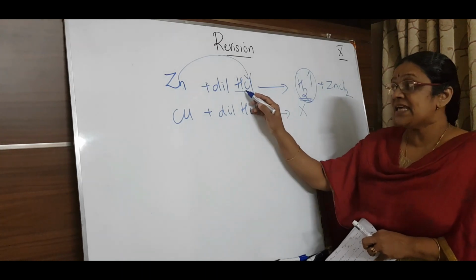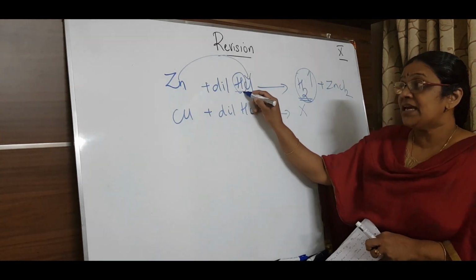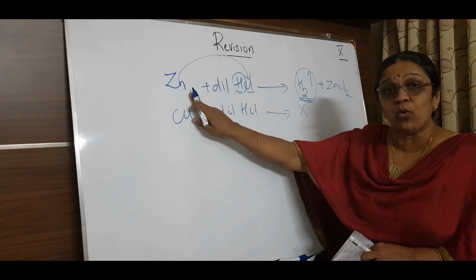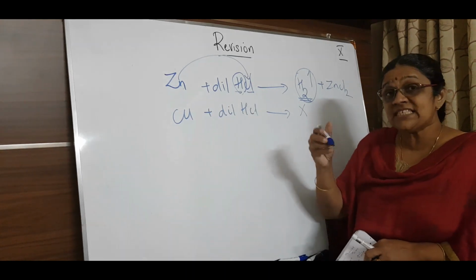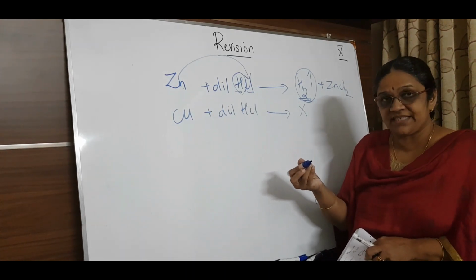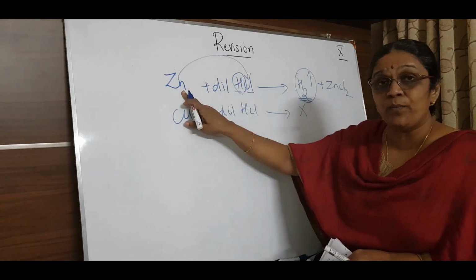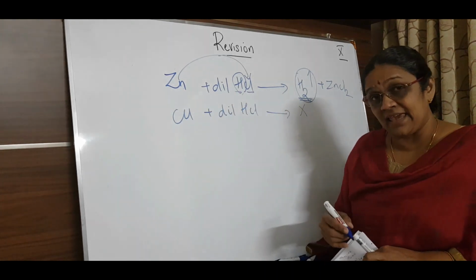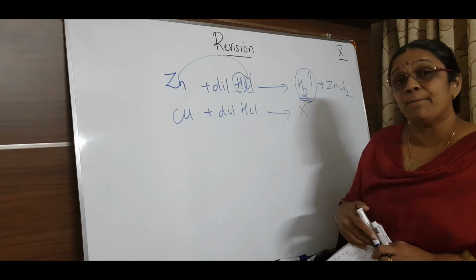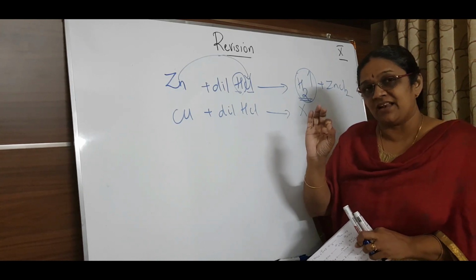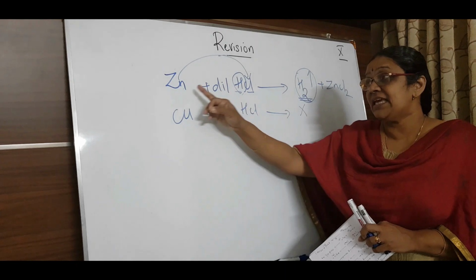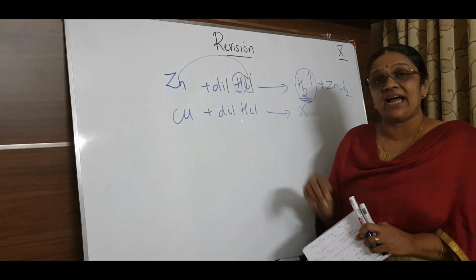ZnCl2, which means this hydrogen atom is being replaced by whom? Zinc. A displacement reaction is happening, isn't it? That is, the hydrogen is being displaced by whom? Zinc. Or I can say, zinc is a more reactive metal. The value point is that zinc is more reactive than hydrogen.